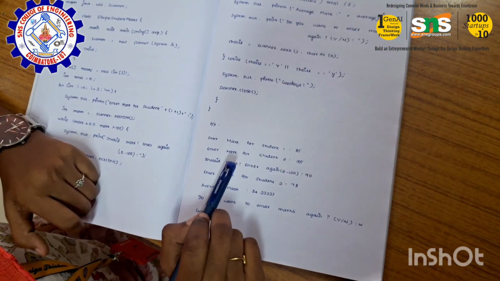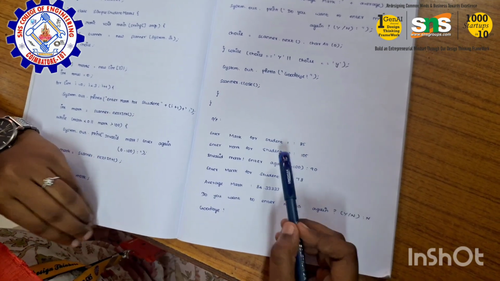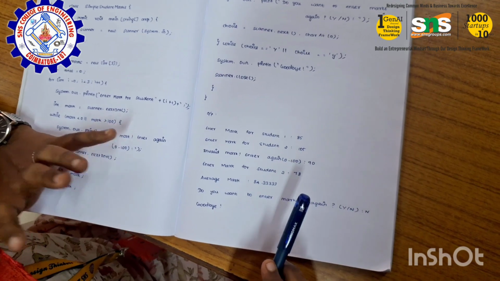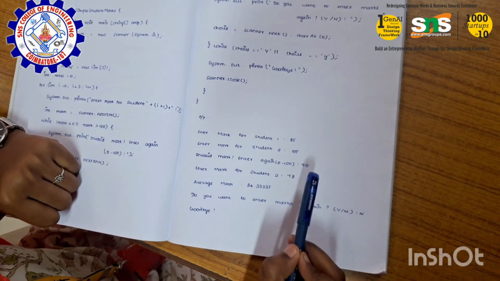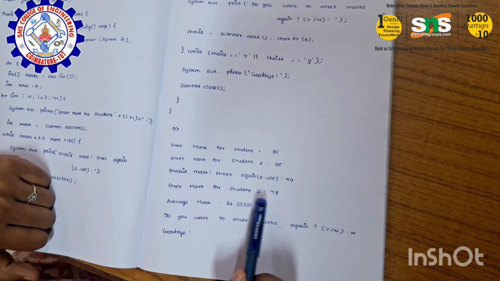So the output is: first we are entering the mark for student 1 as 85. So the loop moves on to student 2 and we are entering 105, which is invalid because we are only able to enter marks from 0 to 100. So again we are entering 90. So next we are entering the mark for student 3 as 78.